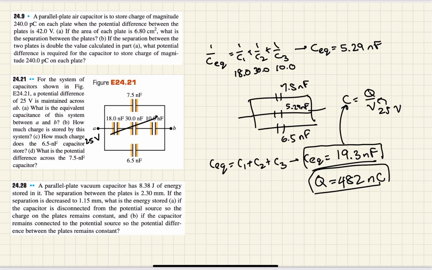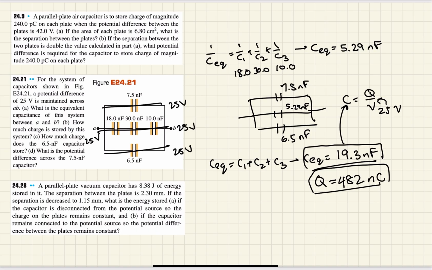Part C, how much charge does the 6.5 nanofarad capacitor store? So this one's a little bit interesting. Remember I told you, you don't need to only know these formulas, you also need to know how voltage and charge behave in series and parallel. So we can kind of backtrack here. In parallel, voltage is the same. And so it would be 25 volts for all three of these branches.